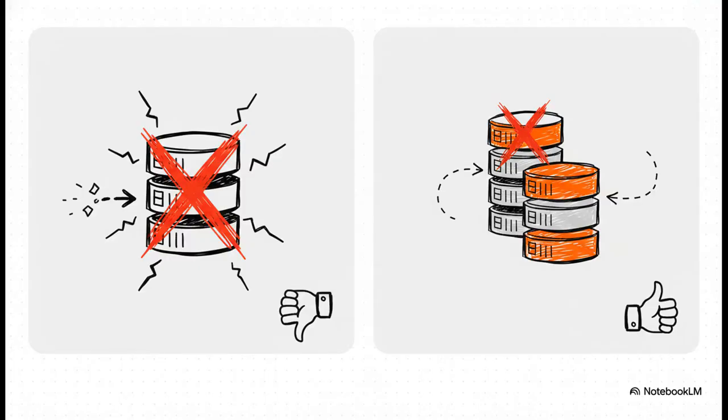So, on the one hand, you could have a single server for each chunk of data, what we call a shard. The problem, that server becomes a single point of failure. If it goes down, all that data is just gone, unavailable.